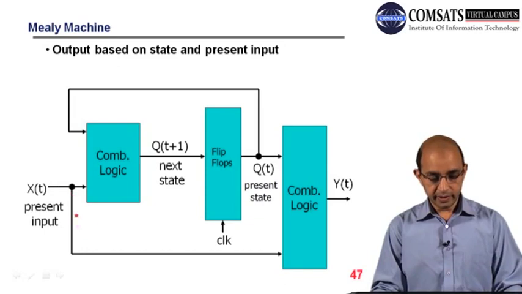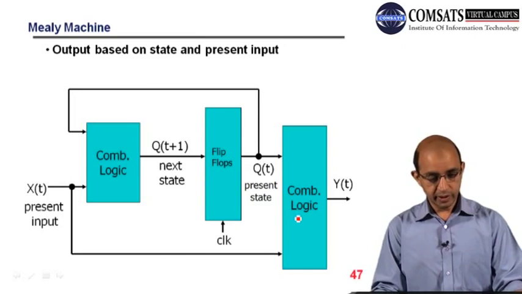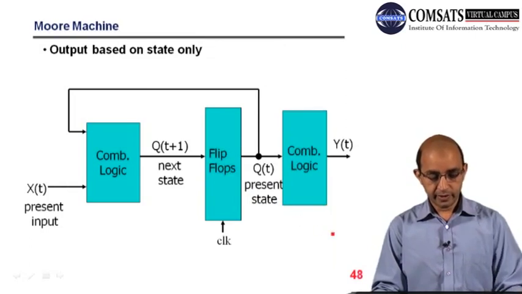And you can see that there is a connection from input to the output combinational logic. So here you can see that we again have a flip-flop sandwiched between two combinational logics. And here we have input, and there is no direct connection between input and the output.